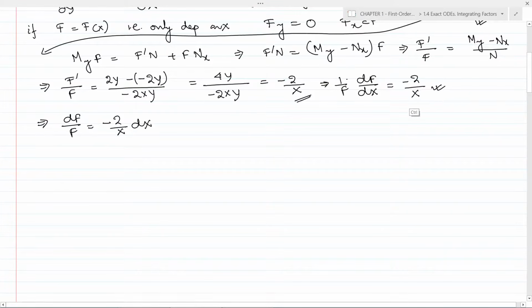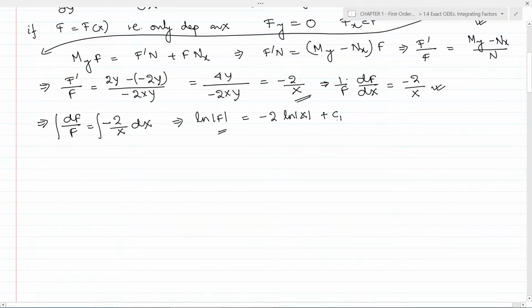This is a separable differential equation and we have separated the variables f and x and we can integrate both sides. Left hand side is natural log of f, ln f, and right hand side is minus 2 integration of dx by x, which is ln x. Now for this integration, while calculating the integrating factors, we do not need to consider the integration constant. That is, while calculating f, we do not have to write plus a constant c1. We can obviously write it, but it would not make any difference.